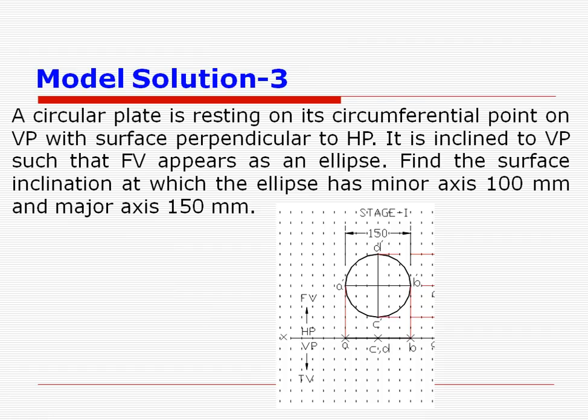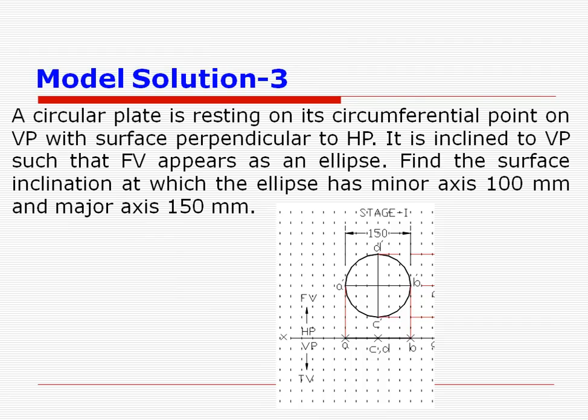So we have the circular plate. Its front view is the true shape in the first stage, and its top view is a line lying on XY line. Now the front view has to change into an ellipse with the minor axis equal to 100 mm and major axis equal to 150. So generally this should be taken so that we can draw the surface inclination in the top view.